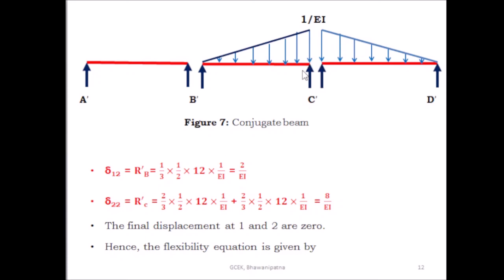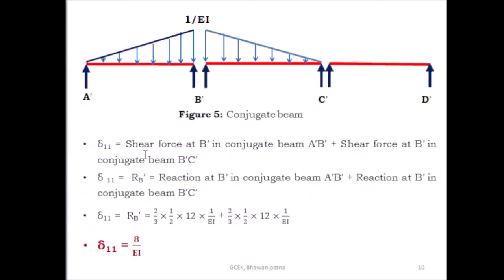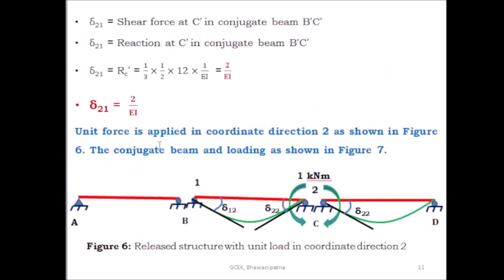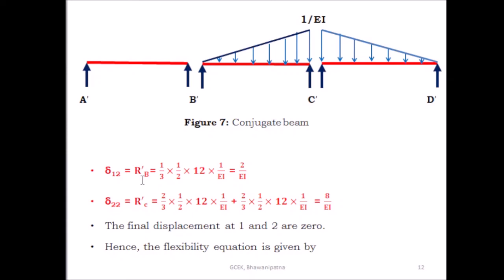Similarly, you have to find out delta 2 2. So for delta 2 2, you can find out the reaction RC dash from this one and RC dash from this one. The total reaction is delta 2 2. Delta 2 2 is equal to RC dash, the reaction from the span B dash C dash plus the reaction from the span C dash D dash, and this is equal to 8 by EI. So delta 2 2 is equal to 8 by EI, and delta 1 2 is equal to 2 by EI. So here you got delta 1 1 and delta 2 1, and here you got delta 1 2 and delta 2 2. These four flexibility coefficients become the flexibility matrix.